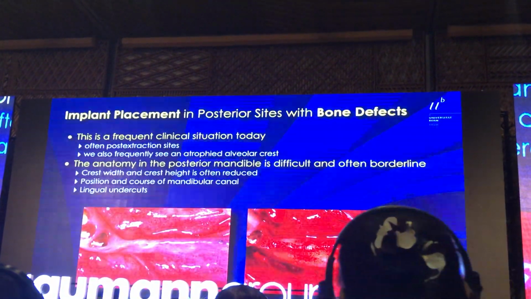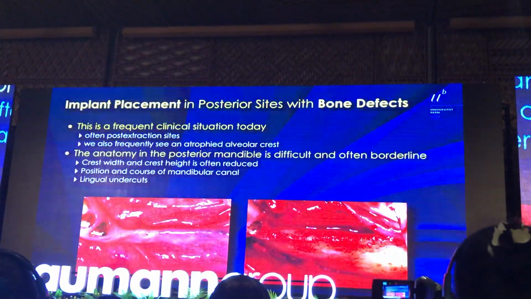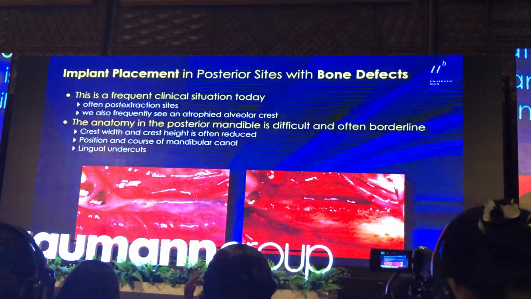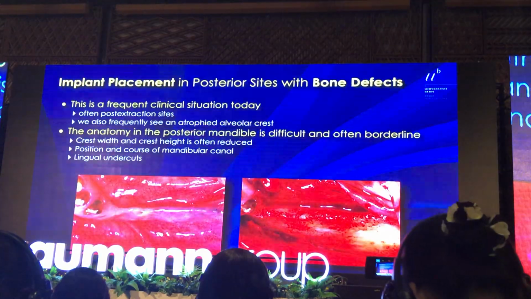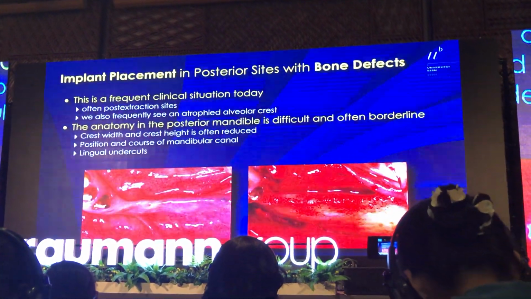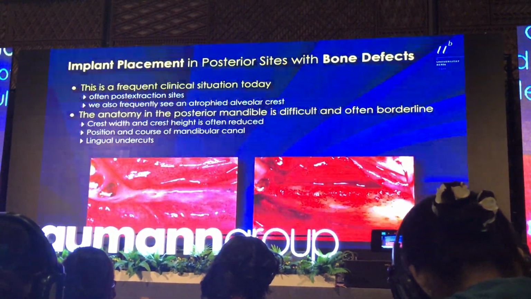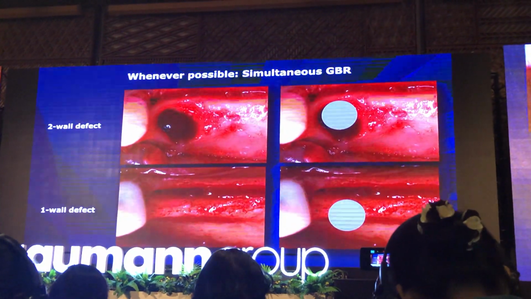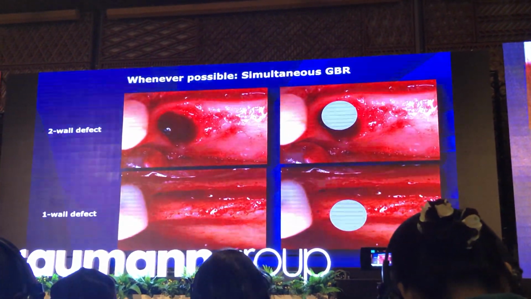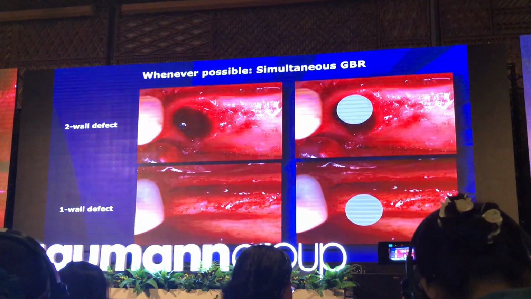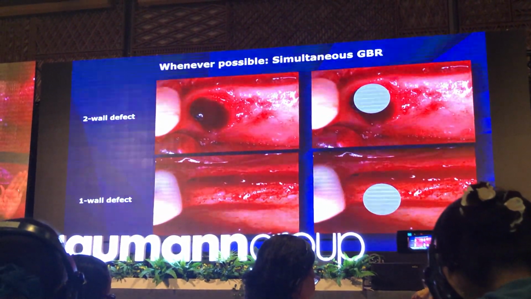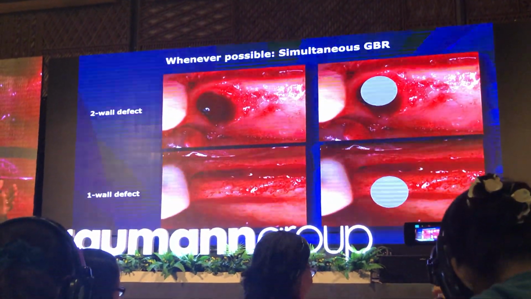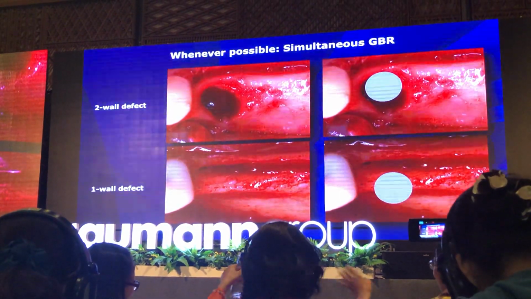So therefore we need to analyze the anatomy, and I showed you yesterday some of the studies that show that the height is normally pretty good. The width might be a problem. Then we have defects in the mandible. It's the same as in the maxilla. We make a differentiation between two-wall defects and one-wall defects.